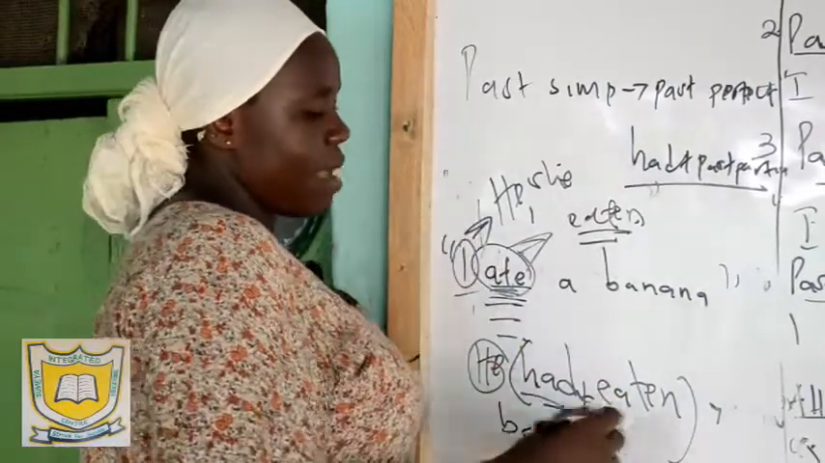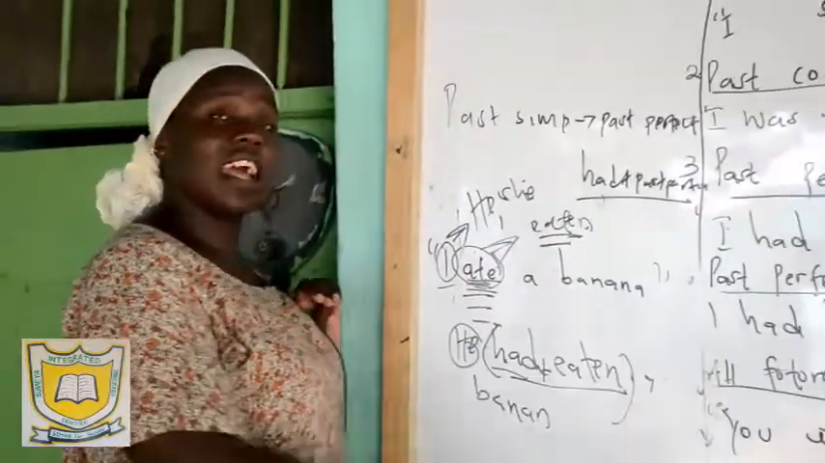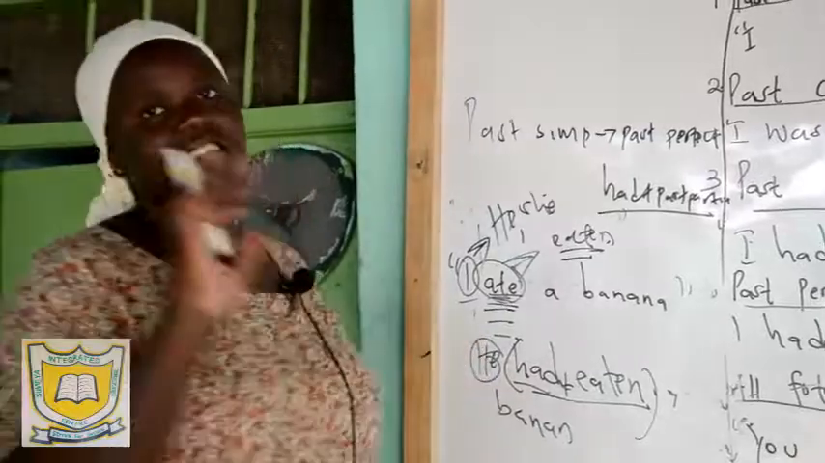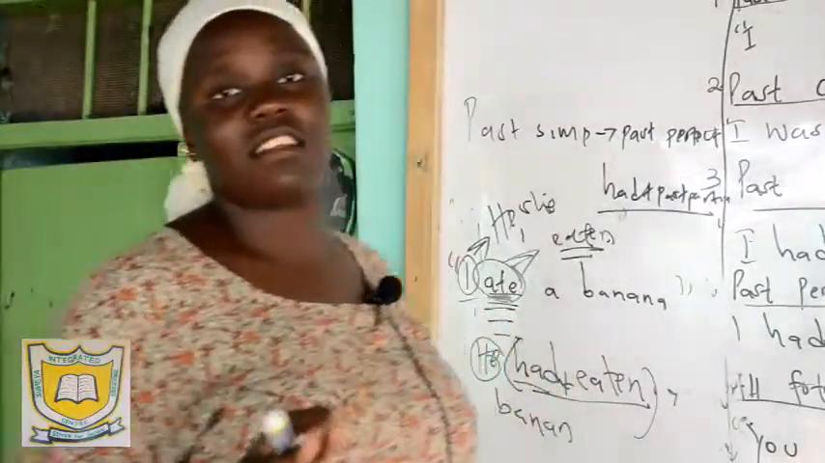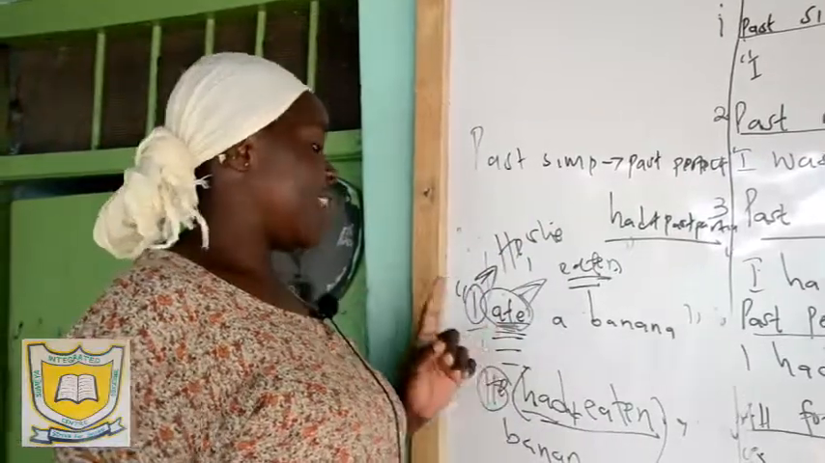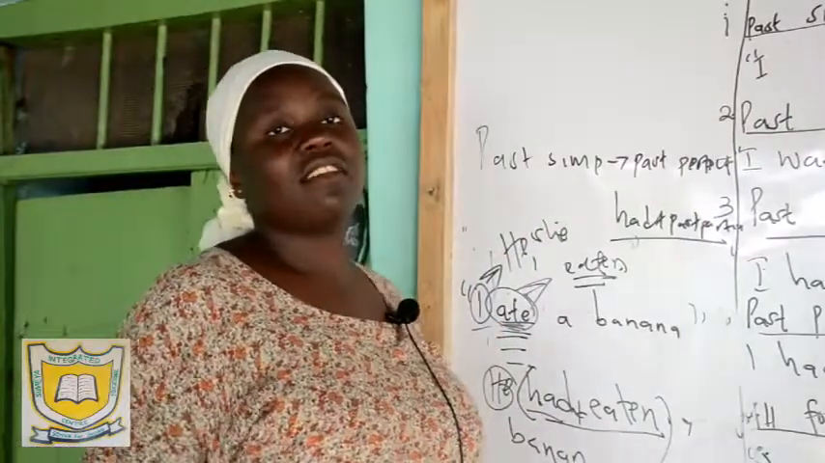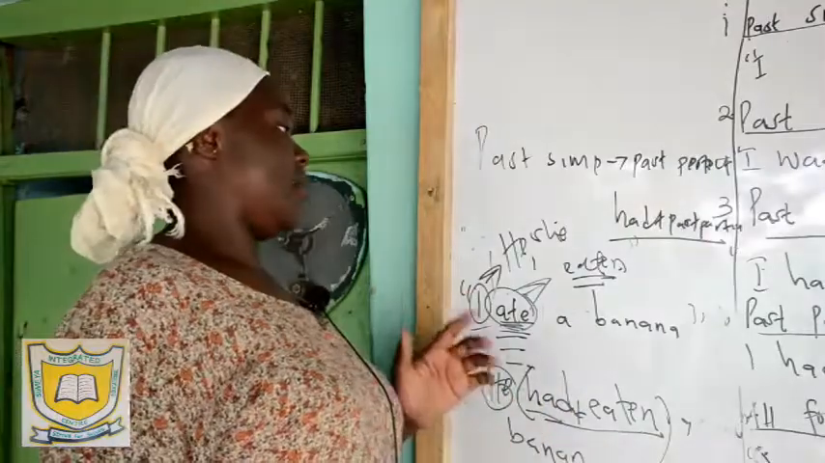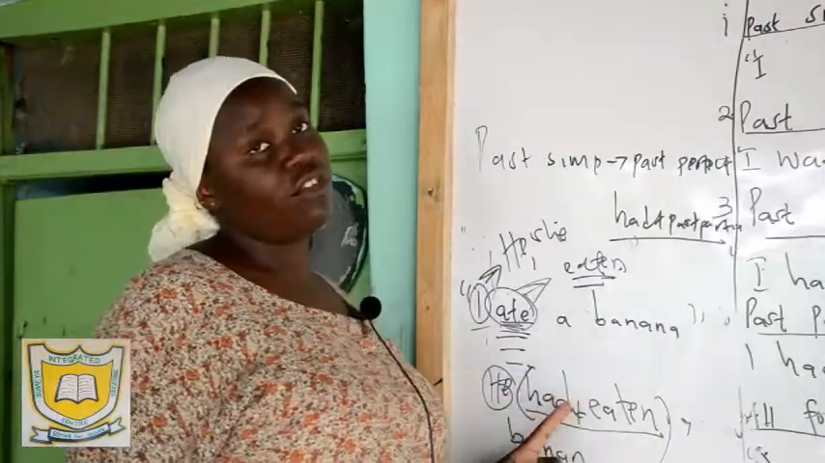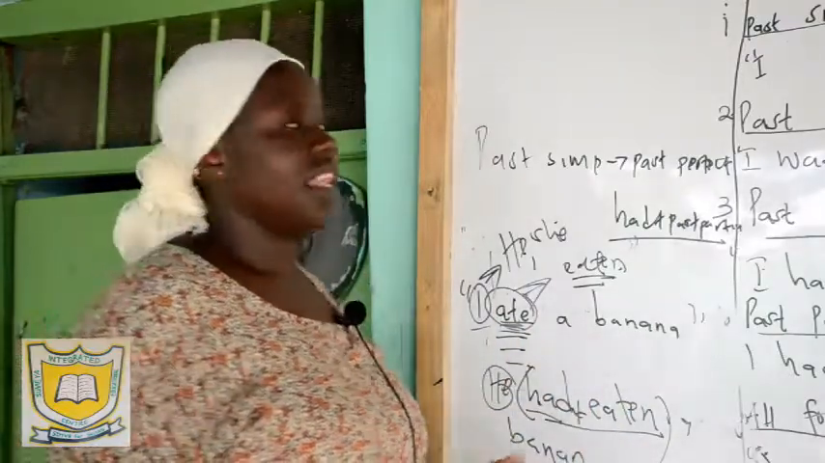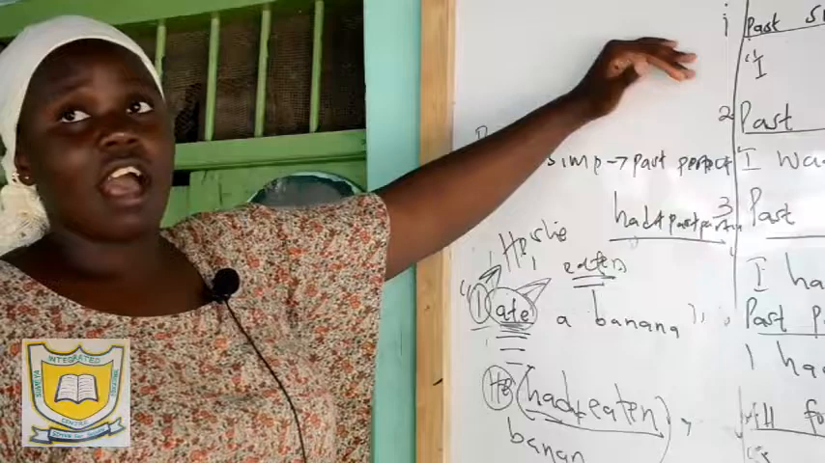And how do I form my past perfect tense? By use of had and a past participle. Go to your sentence. Identify the verb. Once you identify the verb in your sentence, ask yourself in which tense the verb lies. Then when you get the tense, you are in a position to change the direct speech to the indirect speech. So that was our part number 1.